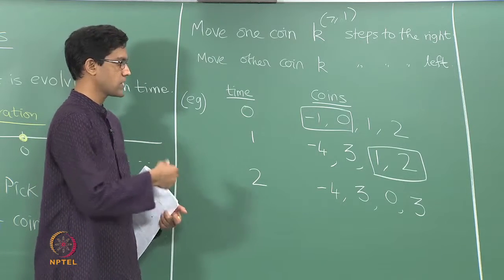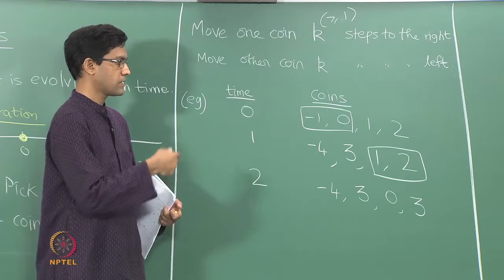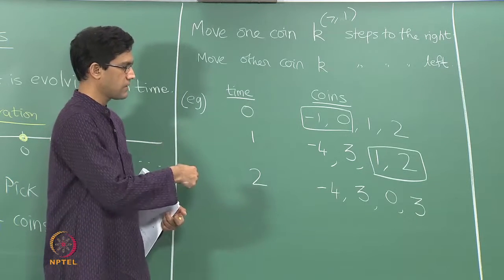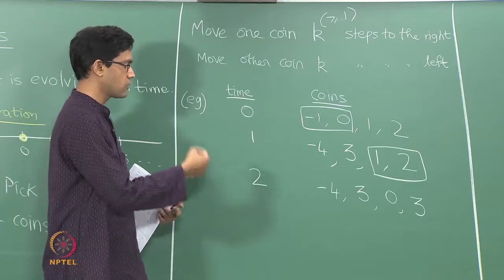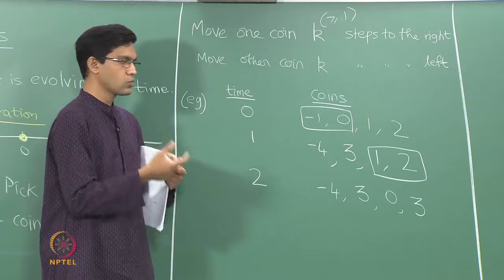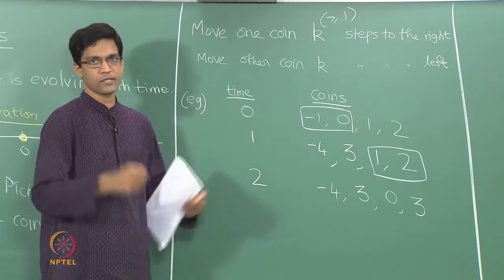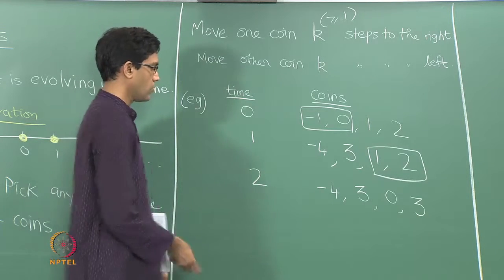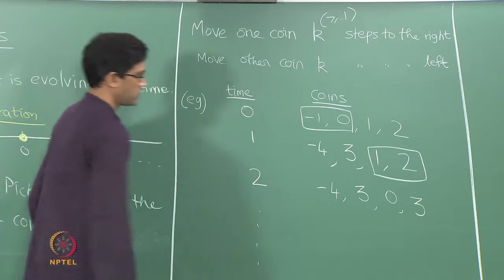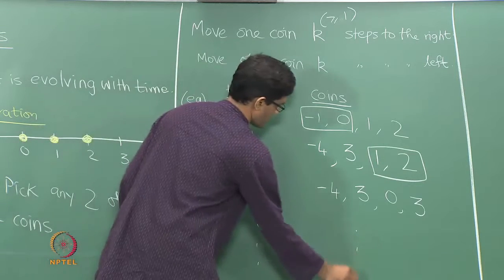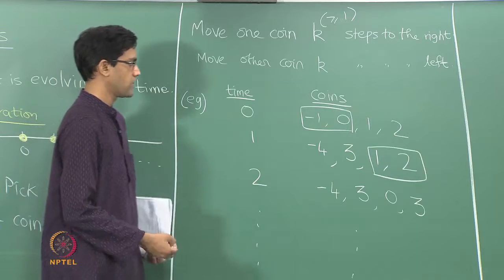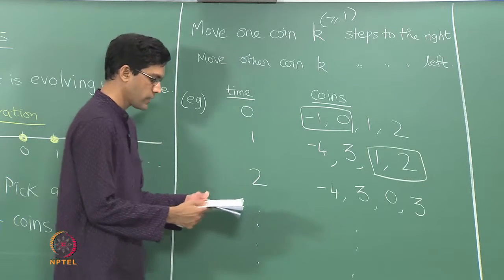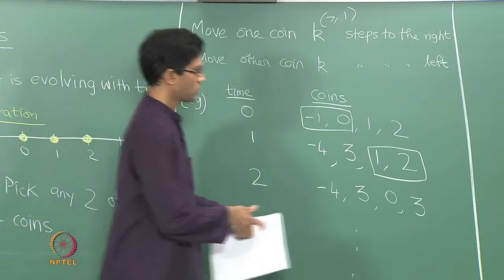The system evolves at each time step, and at say time n, whatever be the configuration at time t equal to n, at time t equal to n plus 1 you should take 2 coins out of that configuration and move them in the described fashion. So the system evolves with time in this fashion, and as you can imagine there are many possible trajectories, many different things that can happen depending on what you chose and how much you moved it and so on. So here is the question.